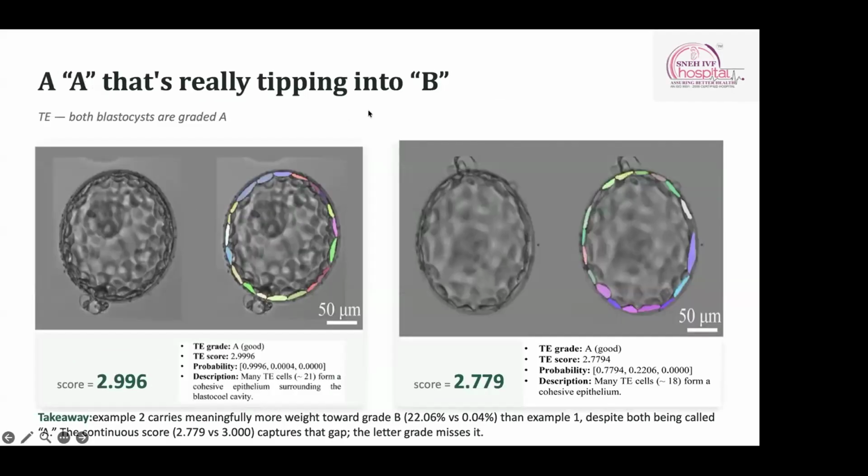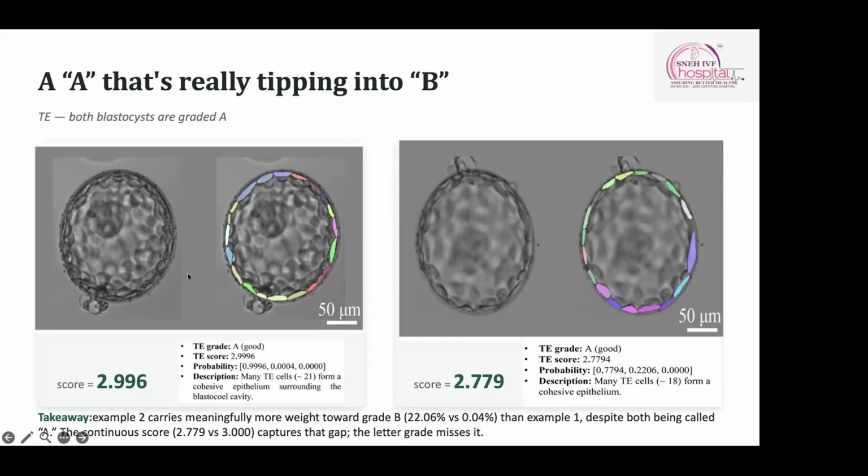Similarly, with trophectoderm also, the things are exactly the same. The TE is good in both the categories. You can see the cells are tightly compacted and the score for the first picture is 2.99. But the model which predicted it says that more than 21 cells are cohesive and tightly packed. And in the other picture, there are 18 cells which were tightly packed. So for a human eye, it is a little difficult to count all the cells if it is this small a ratio. For the second picture, the score was 2.779.